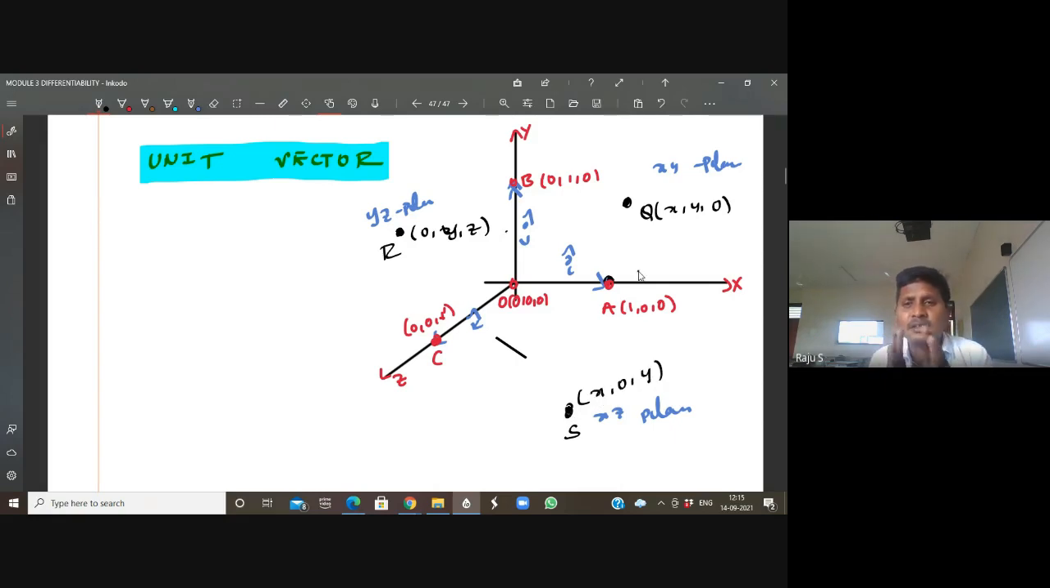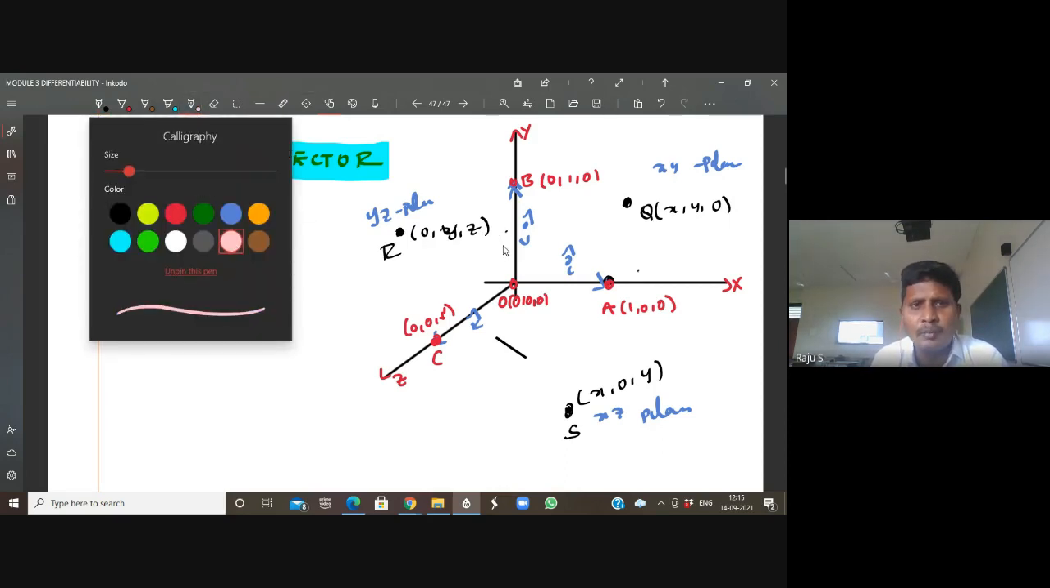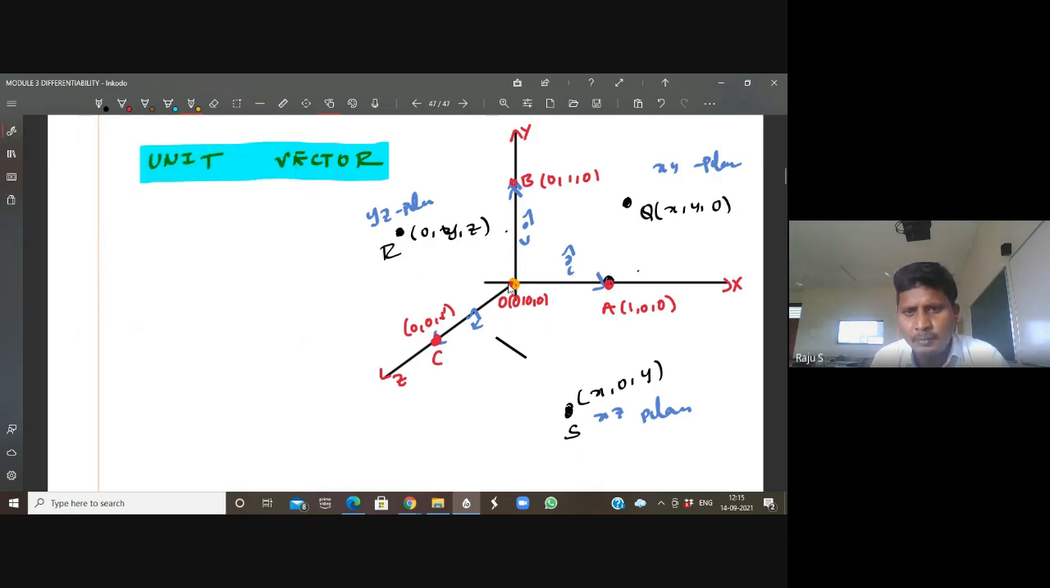So how can we write the position vector? If I take the initial point as O, and this OQ vector, how can you write the OQ vector? The OQ vector is clearly given by xi plus yj plus 0 into k bar. This is any vector in the xy plane.